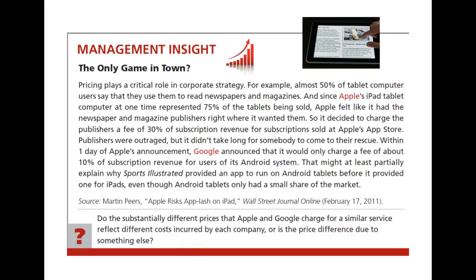That might at least partially explain why Sports Illustrated provided an app to run on Android tablets before it provided one for iPads, even though Android tablets only had a small share of the market. Do the substantially different prices that Apple and Google charge for a similar service reflect different costs incurred by each company, or is the price difference due to something else? Why does Apple charge a 30% subscription rate and Android only charges 10%?